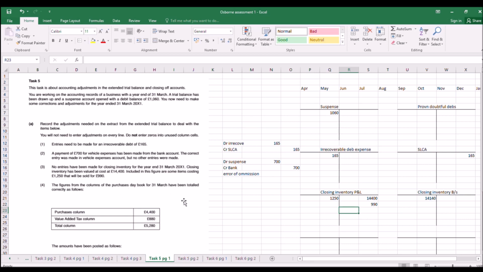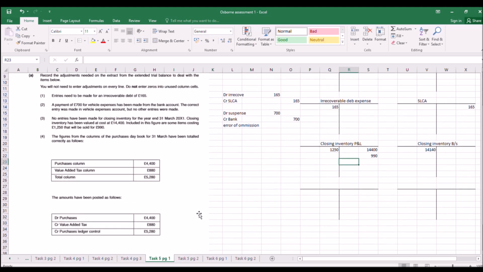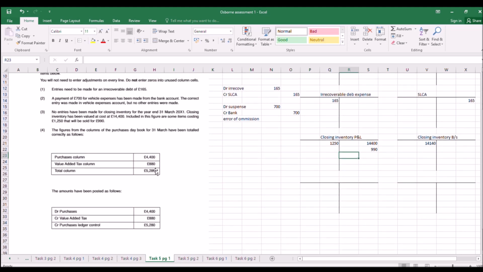So we've got purchases, but the amounts have been posted. Right, so we've got some errors posted here. We've gone purchases, credit VAT instead of debit VAT. So we've got the purchases correct, but the VAT should have been debit VAT, and instead we've gone credit VAT. So 880 there. And in fact it should have gone 880. So we're going to reverse that one out, and we're going to put the correct figure in.